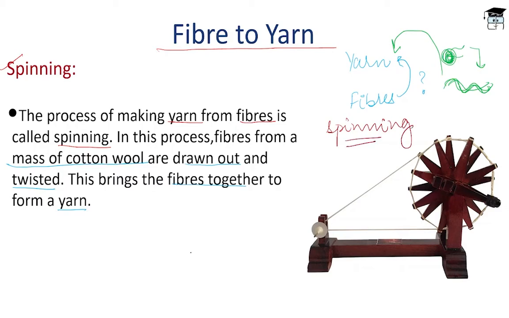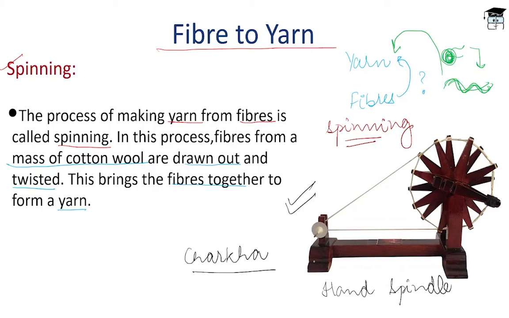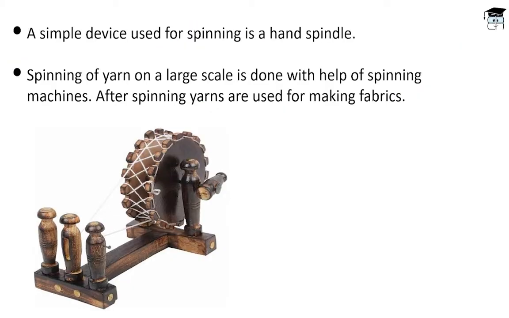Now students, how is it done? This is done with the help of a device known as a hand spindle. Just like the one you can see in this picture, this is a hand spindle and it is also known as charkha. This is what is written in the next point: a simple device used for spinning is known as a hand spindle.